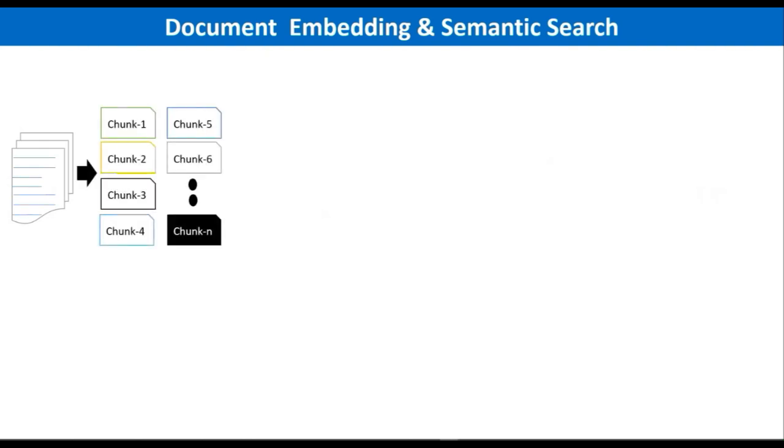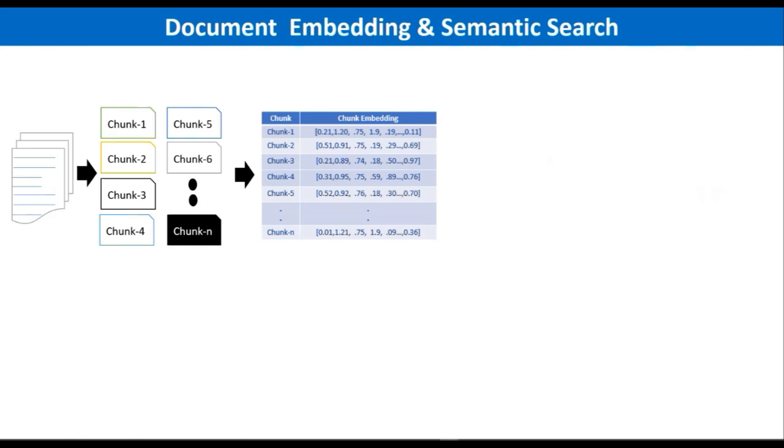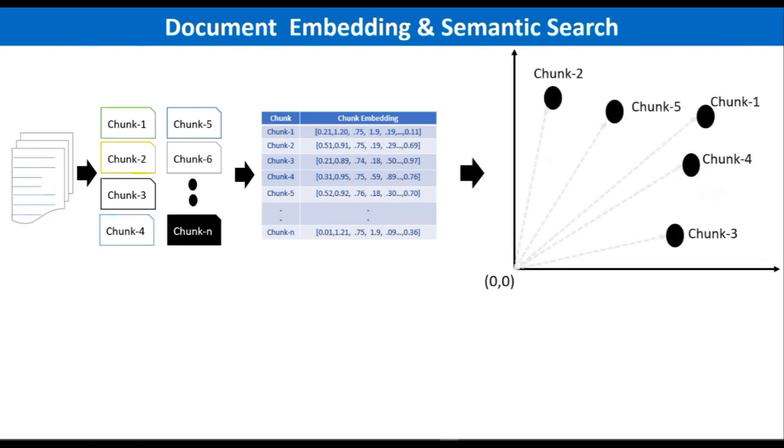So you have these documents. These documents first get split into different chunks, and then using the embedding model, these chunks are converted into embeddings, and these embeddings are plotted into n-dimensional vector space. So using this numerical representation, they have taken some place in the n-dimensional vector space.